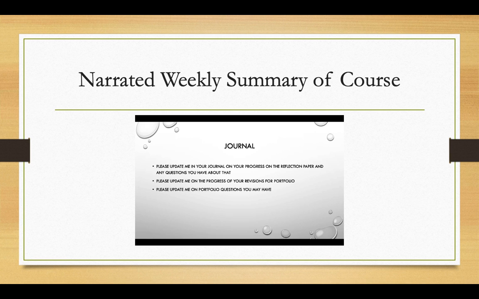You should also update me on the progress of your revisions, because at this point you're revising the PSE. And making sure all the additional comments I made on your revisions are fixed for portfolio, because portfolio is the big one. You really, really want to make sure everything is in place. The grading criteria really guides you to make sure you have everything you need to pass portfolio. And then any portfolio questions you might have. There's a lot of information on how to start that too.